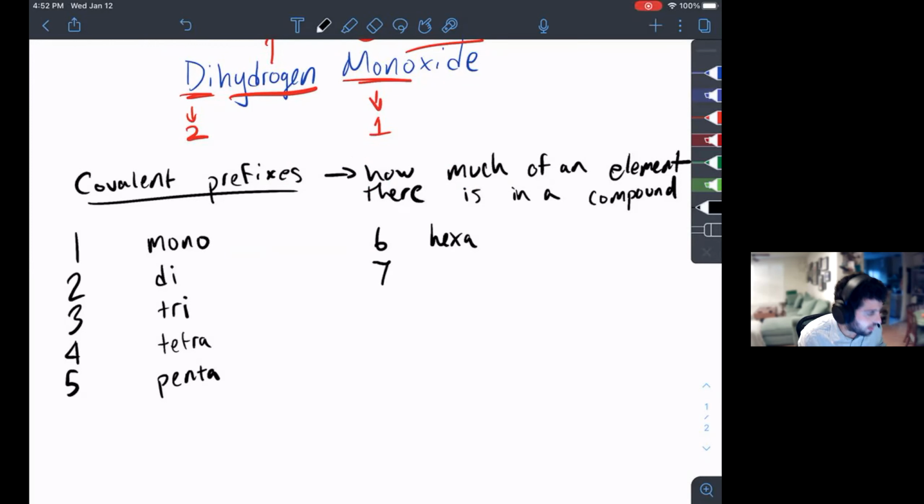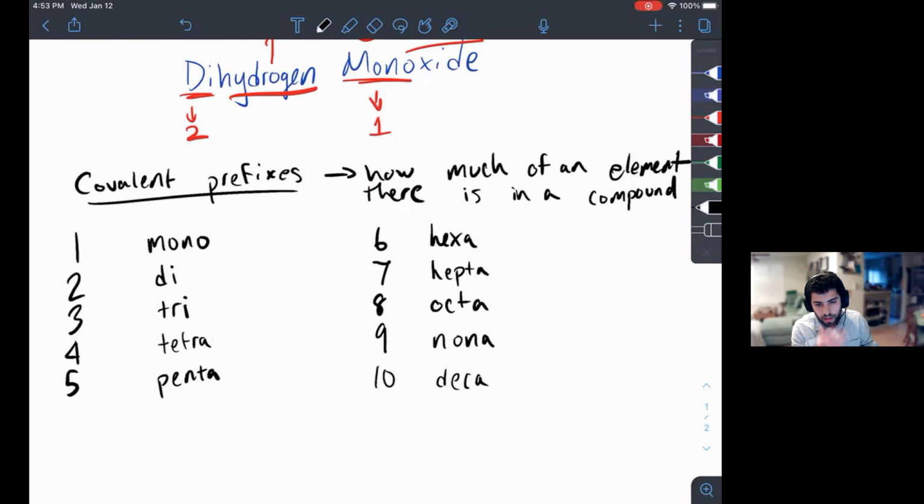7 is actually a little different. People might usually think sept, like septagon, but this is actually hepta. 8, like an octopus, is octa. 9 is nona. And 10 is deca. And that's all you really need. Deca as in like decade.